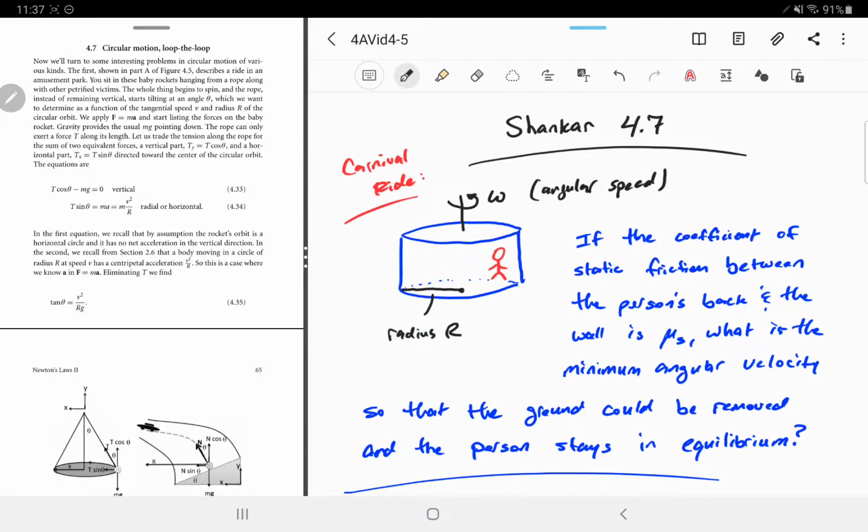All right, this will be the last video from chapter 4. This one's on dynamics of circular motion. So in this video, we're going to analyze this carnival ride where you're in the cylinder that's spinning around, and if it spins fast enough, the floor can drop underneath you. Given the radius of the cylinder and the coefficient of static friction, we want to find out how fast this thing needs to rotate in order to stay in equilibrium without the floor there.